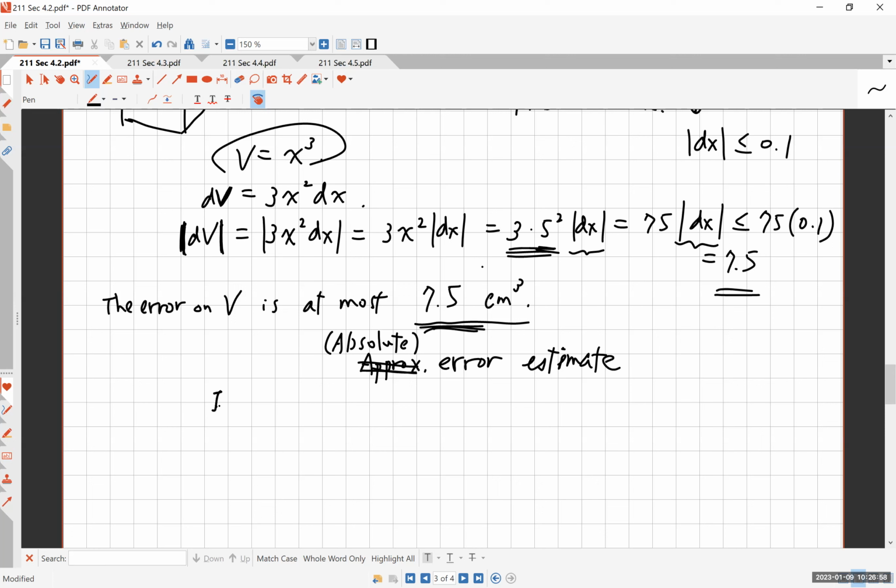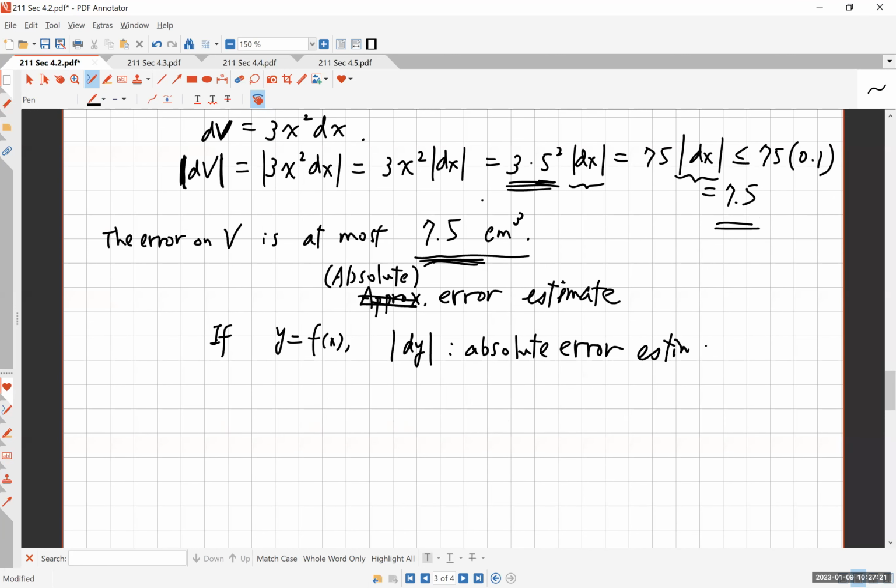So if y is f(x), dy, the absolute value of dy, is called an absolute error, and it is estimated by using the differential estimate, the absolute error estimate.